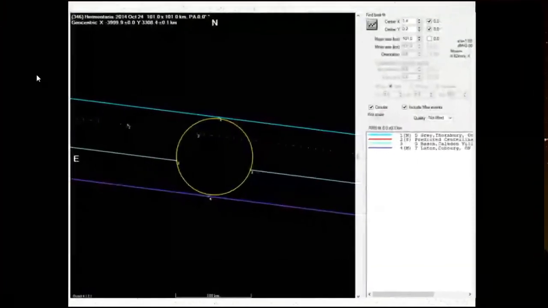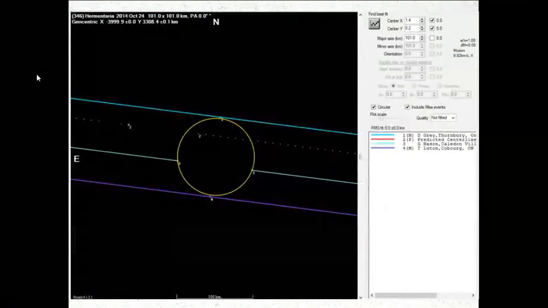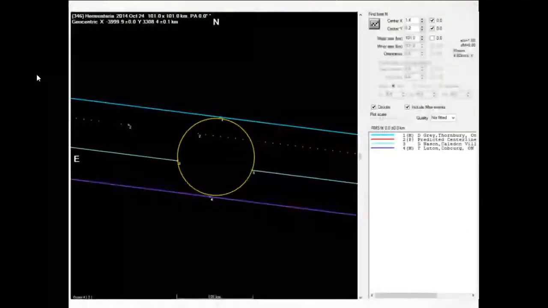So this is an example of why misses are important. This is the occultation by asteroid 346 Hermentaria in October of 2014. What we have here is the work of 3 members of the Toronto Centre: myself, whose observation is the purple line down at the bottom, above that is Guy Nason, and then the pale blue line at the top is Dennis Gray. The dotted line was the predicted center line. So this asteroid looks like it shifted southward a little bit.